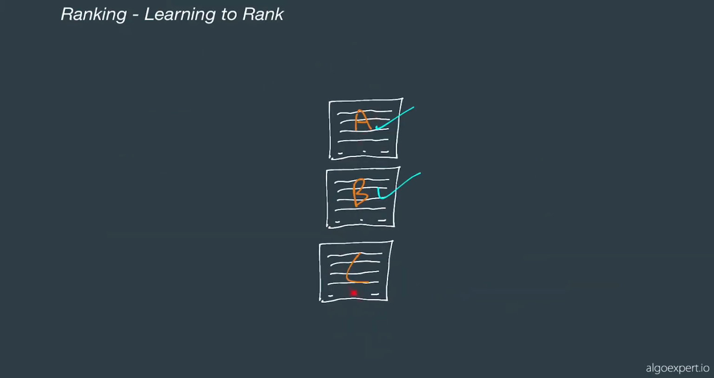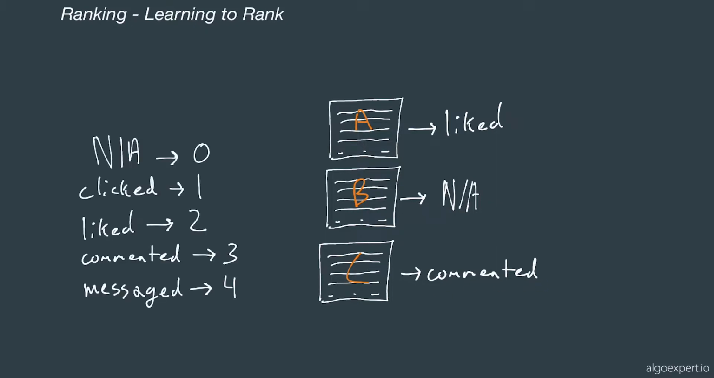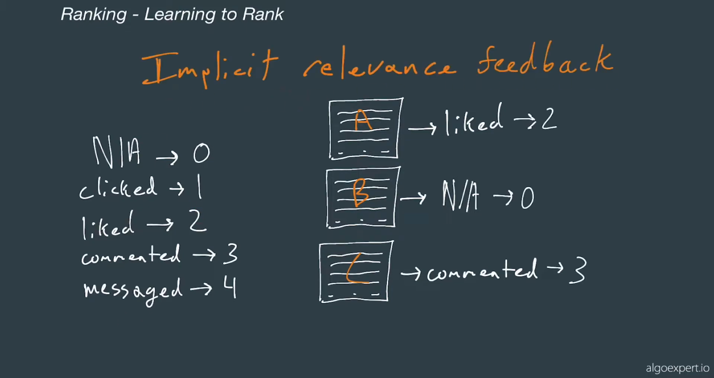If you recall, we had a particular ranking derived from a set of clicks or no clicks. Well, we don't actually have to just use clicks. What we can do is say a person liked a particular post, performed no action on a particular post, or commented on the post. Here, we define our entire schedule of how we map a particular action to some integer. This is called implicit relevance feedback.